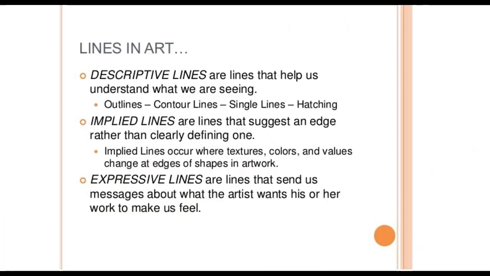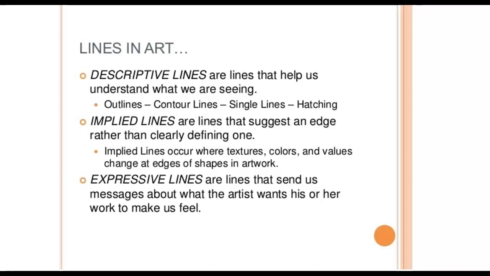Now, let's head into lines in art specifically. Lines can be, of course, descriptive. They help us understand what we're seeing. So outlines defining shapes and, of course, boundaries. And single lines and hatching give us what we would call value, or lights and darks. So understanding how light would fall over those forms.